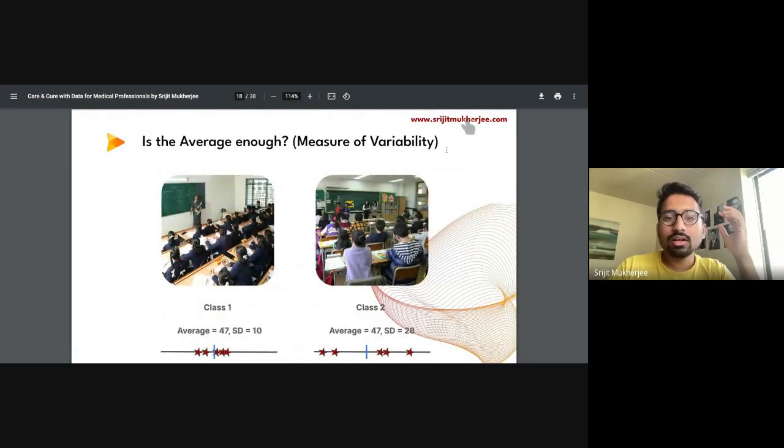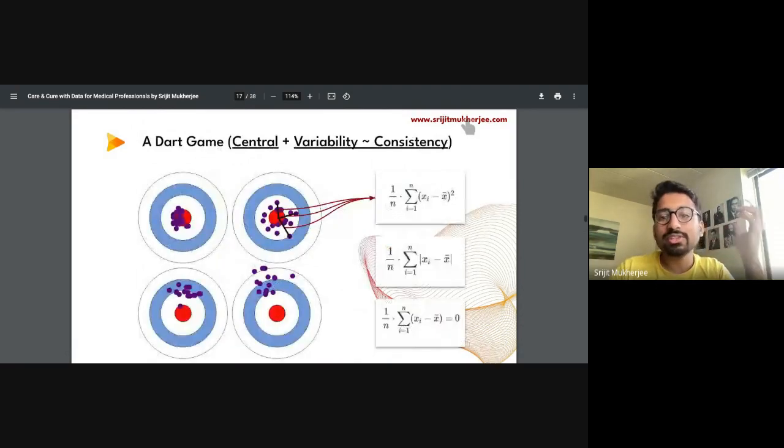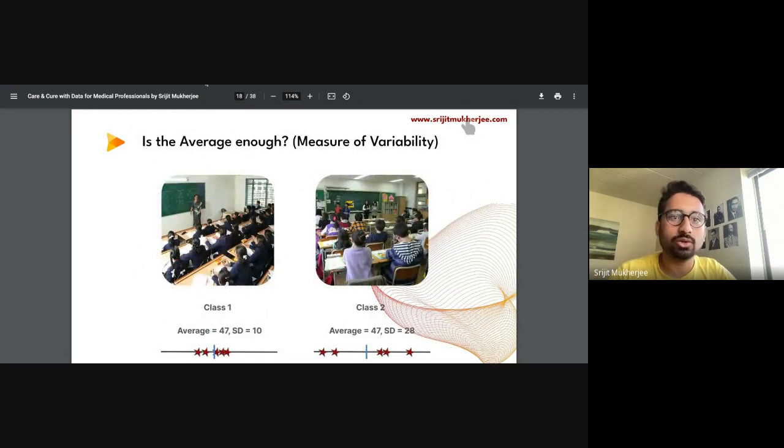So of course, the average is not enough. What you define is 1 by n summation of (xi minus x bar) whole square, and that gives you the variance. If you take the square root of it, that's called the standard deviation. For this class 1, observe that the standard deviation is 10 here and the standard deviation is 28 here. That means it is more consistent in class 1 and less consistent in class 2.